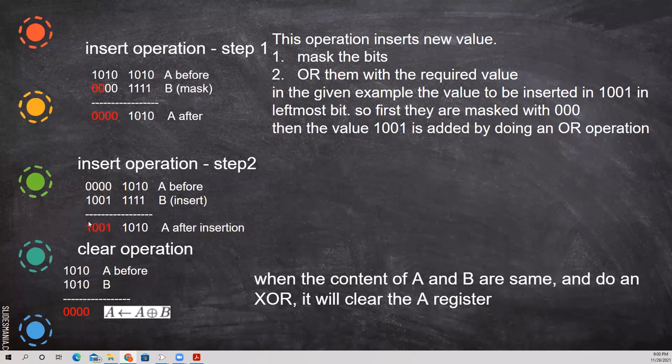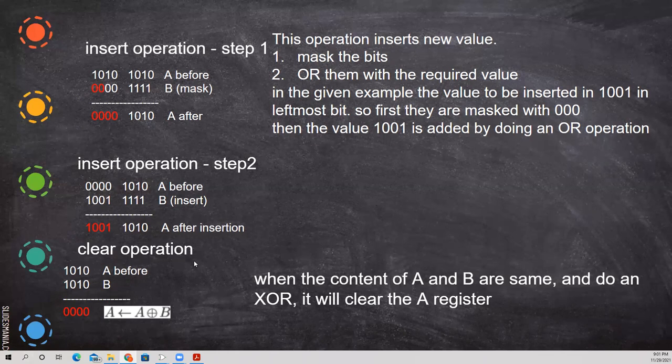Here we apply OR for this part alone, not for this. So what happens when you apply OR? 1 plus 0 is 1, 0 plus 0 is 0, 0 plus 0 is 0, 1 plus 0 is 1. So here we don't do any change. We apply the OR operation for this.